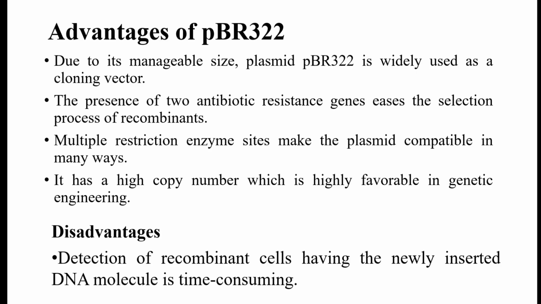Next, what are the advantages of this plasmid pBR 322? Due to its manageable, small size, it is widely used as a cloning vector. Next, the presence of two antibiotic resistance genes eases the selection process of recombinants. Next, multiple restriction enzyme sites make the plasmid compatible in many ways. Next, it has a high copy number, which is highly favorable in genetic engineering studies.